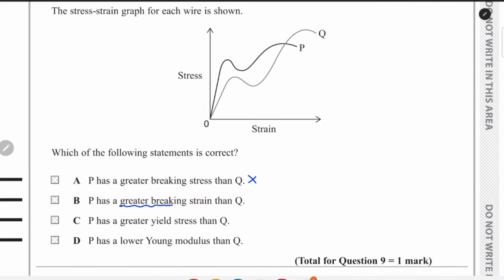Option B says that P has a greater breaking strain than Q. If we check the strain, the breaking strain of P is here, while the breaking strain of Q is over here. So the breaking strain of Q is more than the breaking strain of P. So this statement is incorrect again. Now statement C says that P has a greater yield stress than Q.